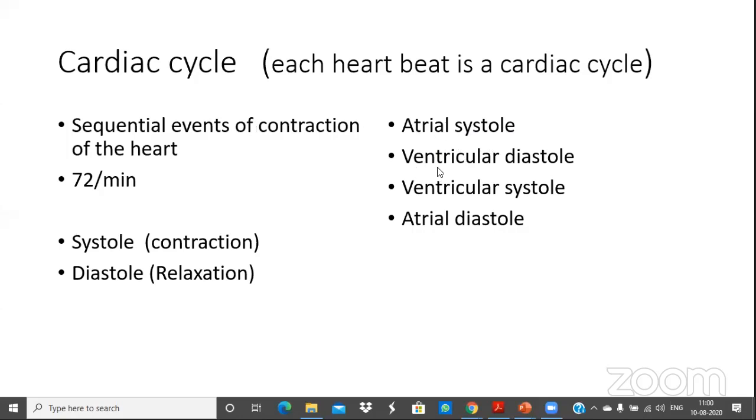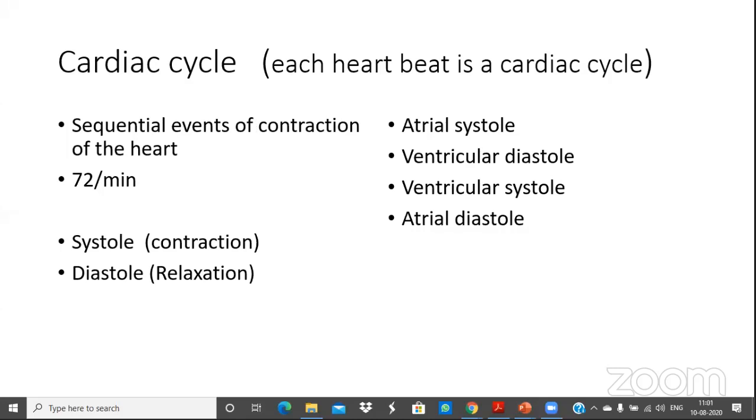Second one is ventricular diastole. Diastole means relaxation, ventricle relaxation. Third one is ventricular systole. That means ventricle contracts. Fourth one is atrial diastole. That means atrium relaxation, atrial relaxation. These are the events. I just summarize to make you understand.